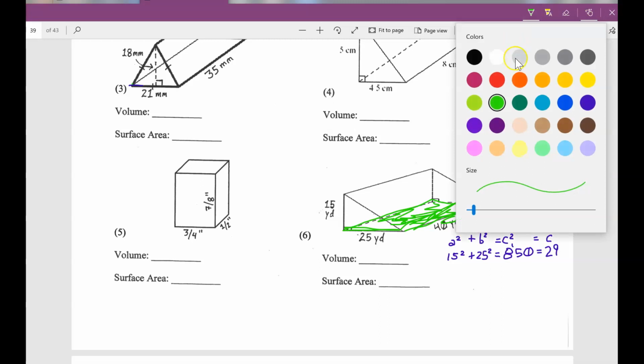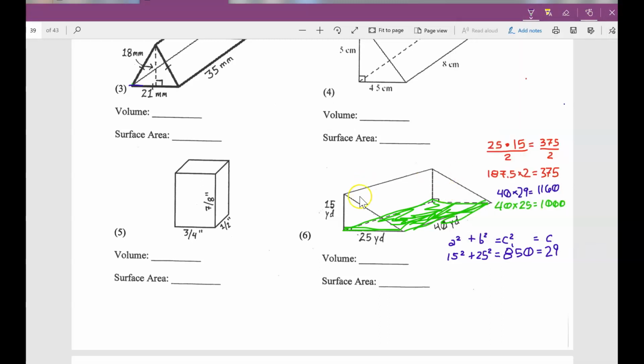We got one more triangle to deal with. We'll make this one purple, and that's this guy back here. This side wall, right? Yeah? Okay, well, what's the dimensions of this rectangle? Well, it's 15 from bottom to top, and it's 40 from front to back. 15 times 40 is 600.